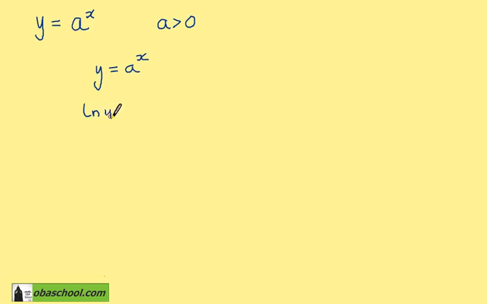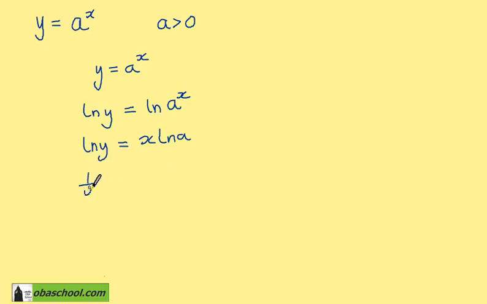This side becomes ln y. This side becomes ln a to the x. So ln y, using our knowledge of logs, becomes x ln a. Now differentiate both sides with respect to x.